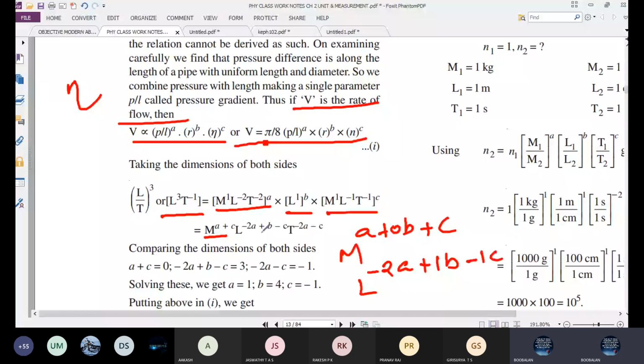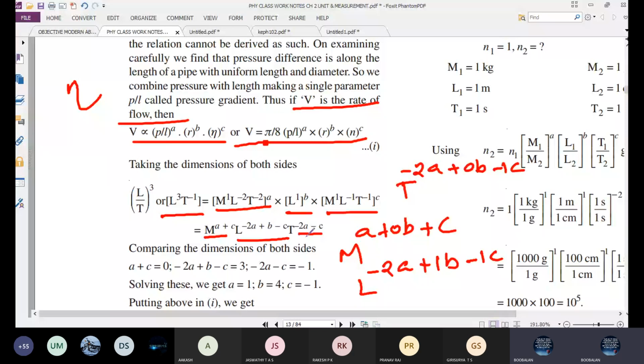Next step, third step, T. T power minus 2a, b is not there. For understanding purposes, you should write 0b. Next, minus 1c: minus 2a minus c. Up to that, if you have any doubt, you can ask.